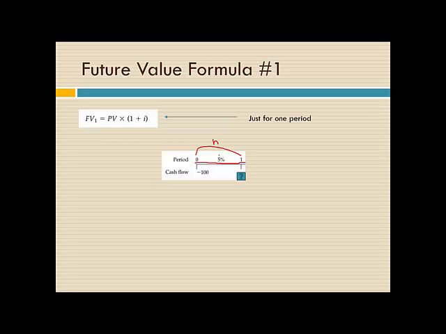And then our interest rate is just this one single interest rate at 5%. And what we want to do is calculate the future value, which is here. So we're going to take this $100 and move it forward to period 1 using this formula and a 5% interest rate. Okay?